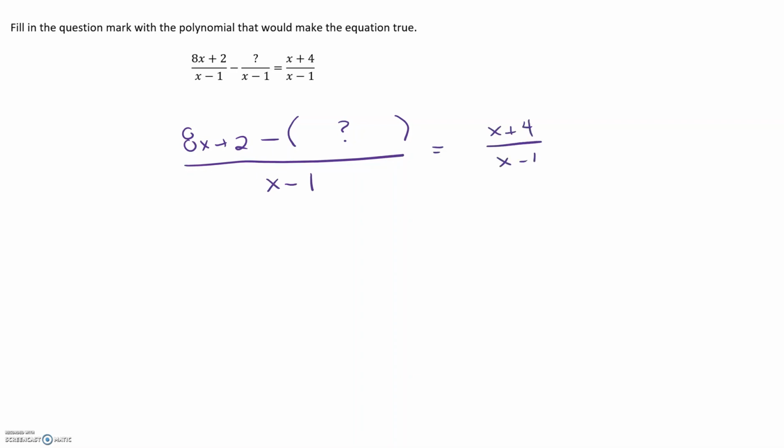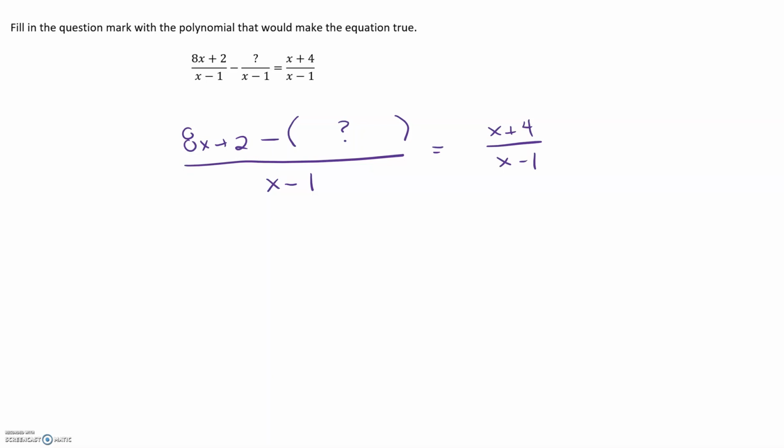All right, our next one is a subtracting one. So first thing we always do, look for a common denominator. Do I have the common denominator? I do. So I know that I would do 8x plus 2 minus, remember when you're subtracting something, you have to put the parentheses, minus our something, all over our common denominator, equals x plus 4 over x minus 1.